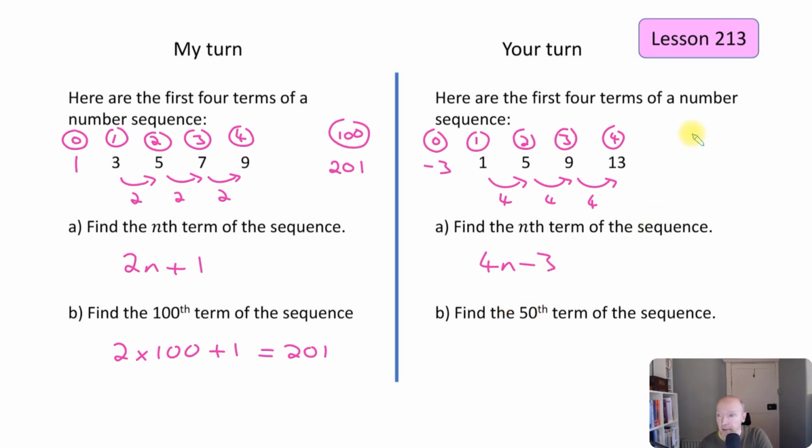And to find the 50th number in the sequence, which again would involve a fair amount of adding if we were to just keep adding 4, instead we're just going to do 4 times 50, take 3. Well, 4 times 50 is 200, so take 3 will be 197.